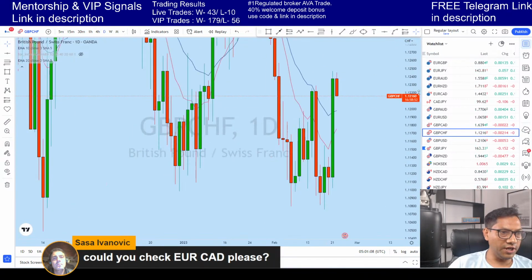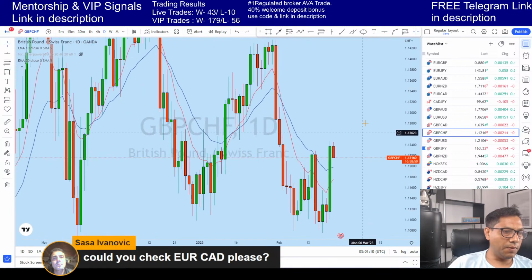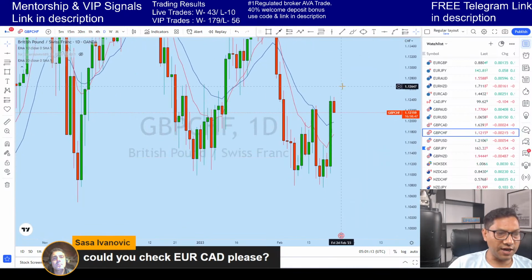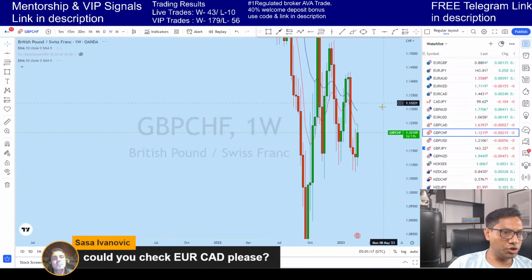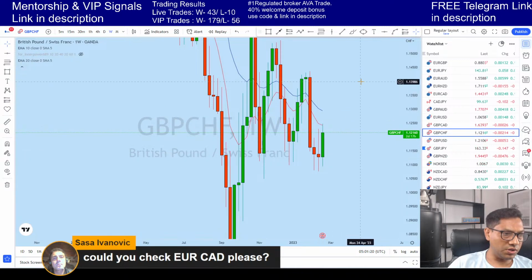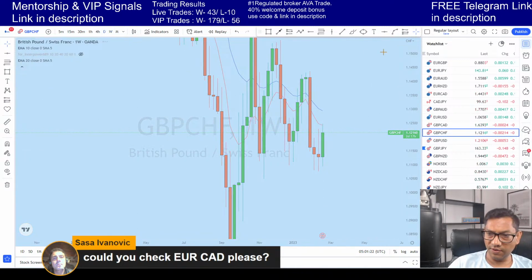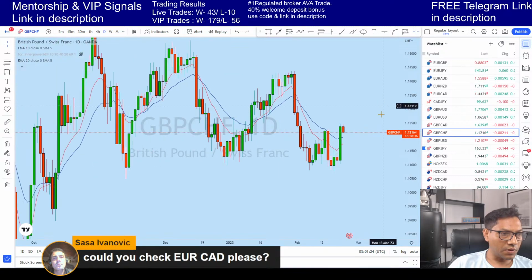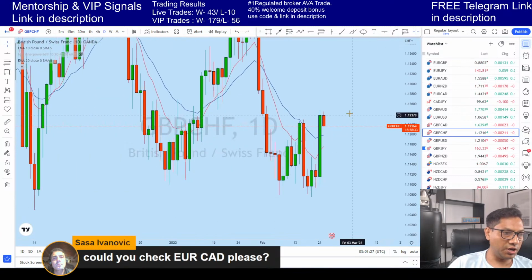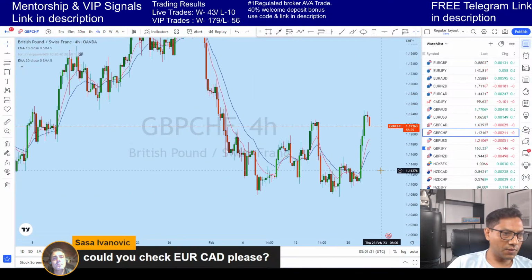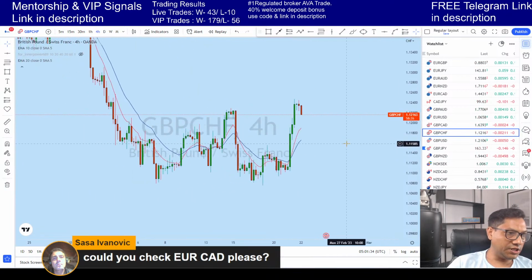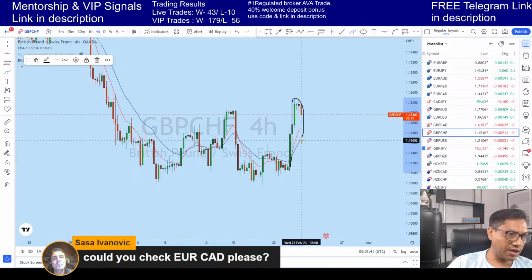If you closely look at the daily, you see this market overextended to the upside. On the daily, GBP CHF had a big bullish move during the news yesterday. Now the price is coming for a deeper retracement. This is the daily chart, and if we look at the 4 hour, this is a big impulse. We will see GBP CHF coming again to this level here.